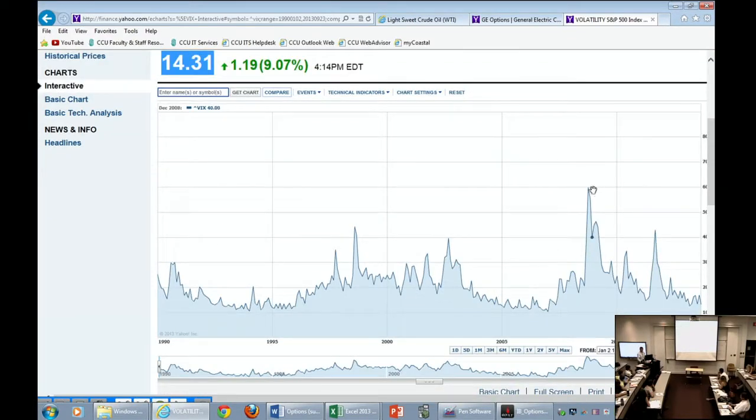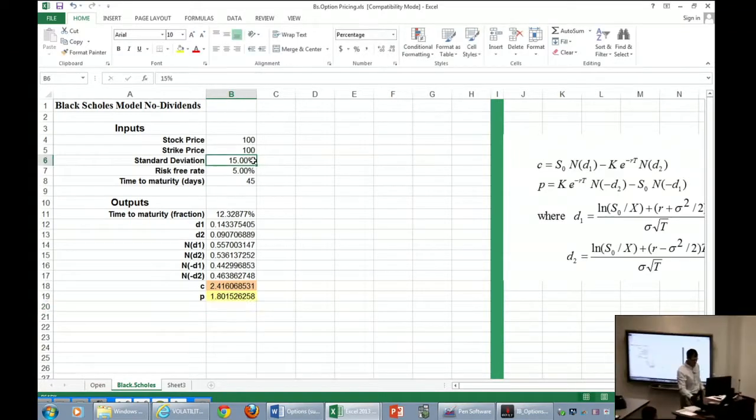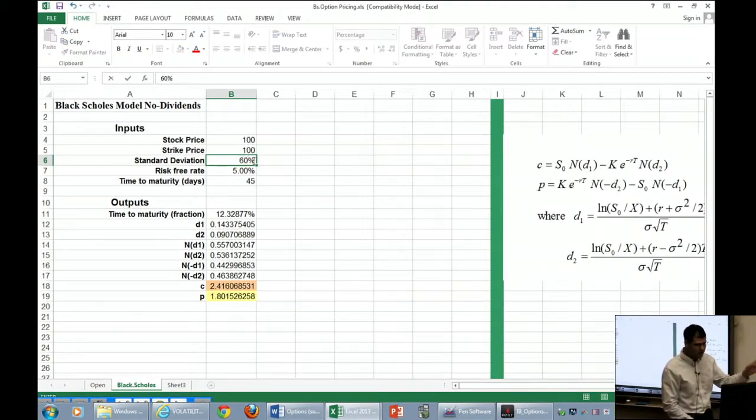And why does that matter? So if I come back here, and I'm at an implied standard deviation during the crisis of 60%, one of the inputs of the Black-Scholes model is standard deviation. So if I change this to 60%, what's going to happen to that C? Go up? What's going to happen to the P? They both are going to go up.